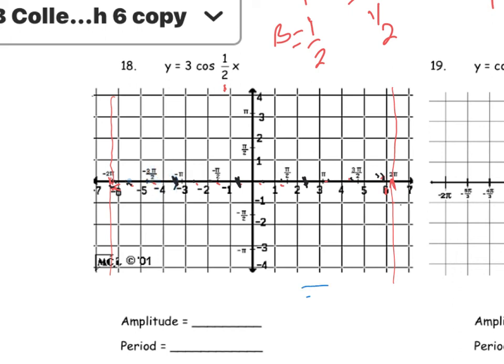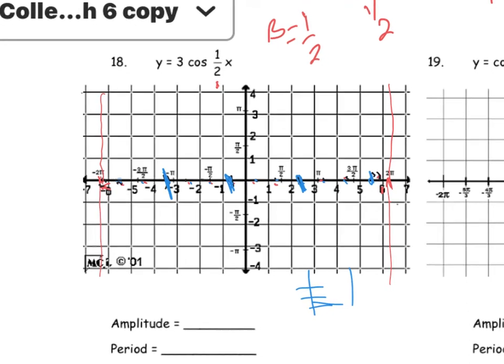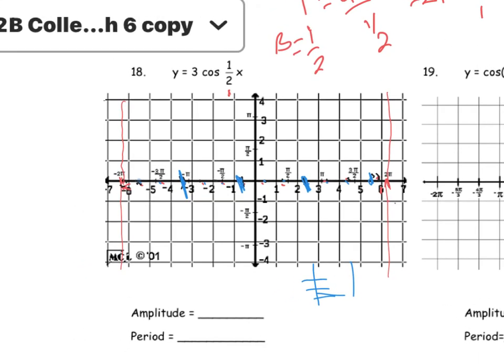I like just making 1, 2, 3 lines and making that. And then I like that so much easier. 1, 2, 3. That one was about here. Then 1, 2, 3. That was about here. 1, 2, 3. It's about here. 1, 2, 3. It's about here. So it's close enough. It's a cosine curve.